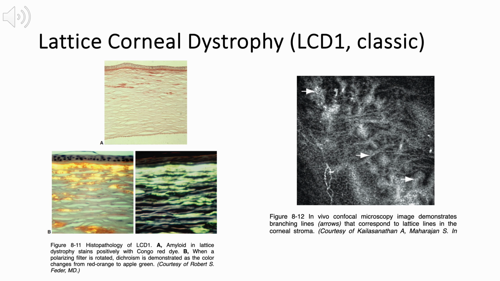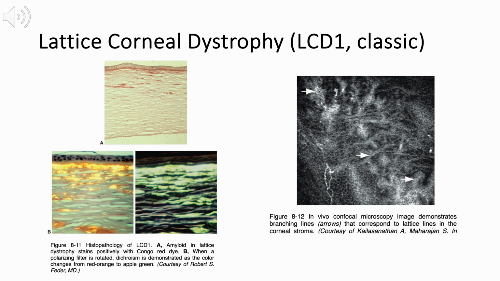Let's take a closer look at the histopathological features and confirmatory imaging of lattice corneal dystrophy. In Figure A, you can see amyloid deposits within the corneal stroma. These deposits stain positively with Congo red dye, which gives them a characteristic red-orange hue under the microscope. Moving to Figure B, when a polarizing filter is applied and rotated, the amyloid deposits demonstrate dichroism. This means the color changes depending on the orientation of light, here shifting from red-orange to apple-green. This birefringence under polarized light is a classic diagnostic clue for amyloid.